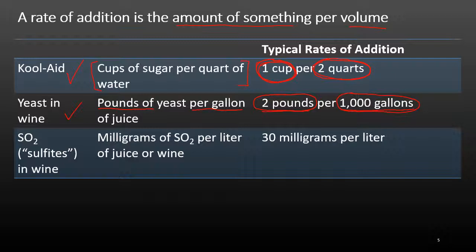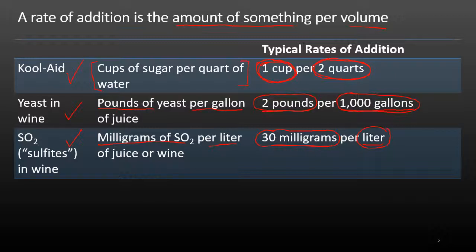Third example, adding SO2. We often measure SO2 in milligrams of SO2 per liter. So a typical rate of addition is 30 milligrams per liter. So the volume is liters in this case, and the amount of something, which in this case is SO2, is 30 milligrams per liter. All right, so these are rates of addition.